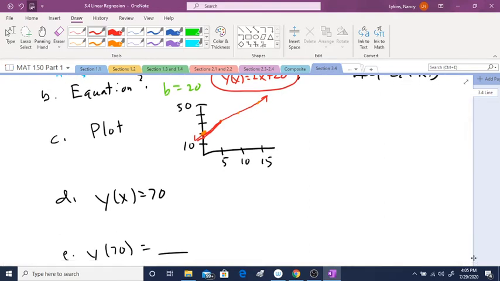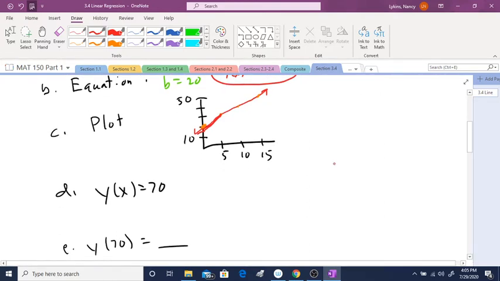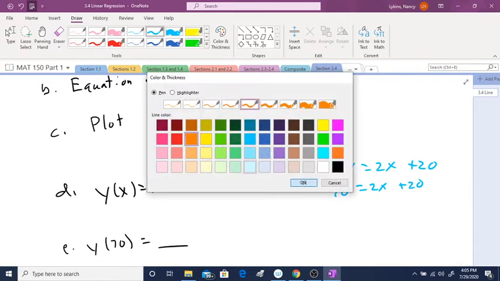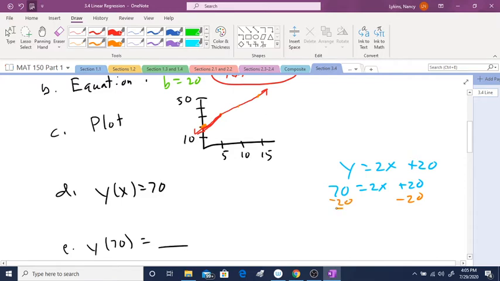Okay. What about when y of x equals 70? And what about y of 70 equals what? Well, y of x equals 70 means we use that equation that we just found, y equals 2x plus 20. So 70 equals 2x plus 20. I'm going to subtract 20 on both sides, and I get 50 equals 2x. Divide by 2. x is 25.